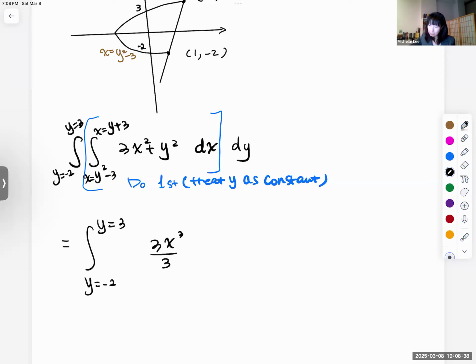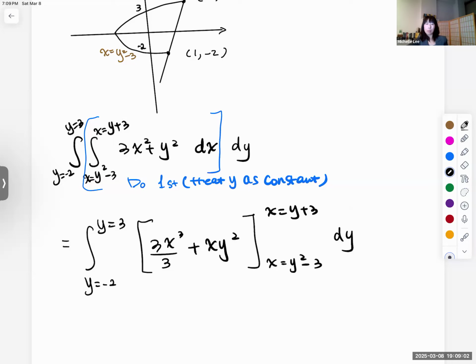So that will be plus xy squared. We keep the constant, right? And then we evaluate x from the left to the right. So x equal to y squared minus 3 is the lower bound, and then the upper bound, or lower limit, upper limit, right?